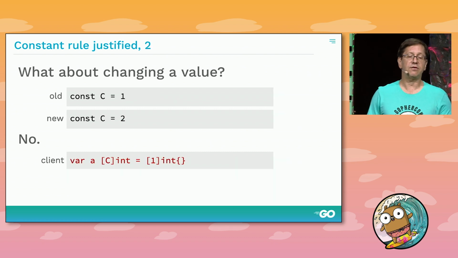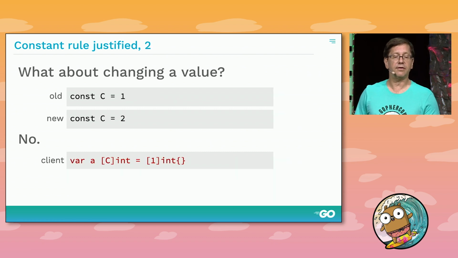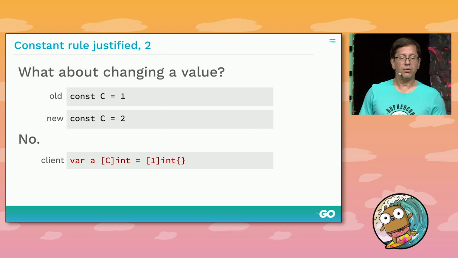You can't change a constant's value either because a client could use the constant to dimension an array. That changes the type, which could cause client code to break. Here, the left and right hands of the client's assignment statement have the same type when c is 1, but different types when c is 2. Now, this is a pretty weird case, and maybe we should classify it with unkeyed struct literals and the like and just not worry about it.